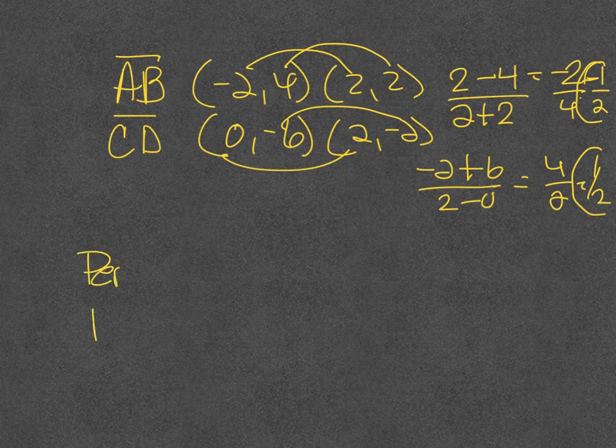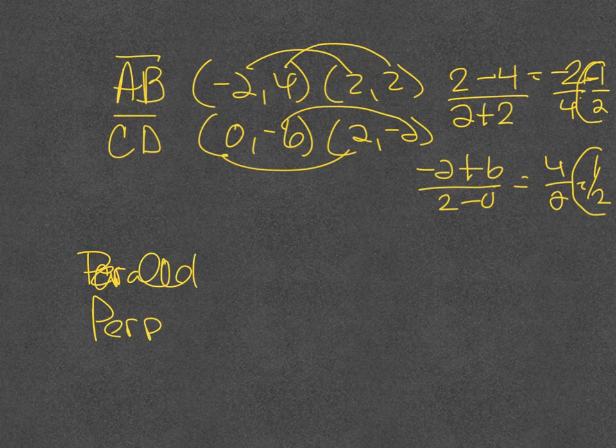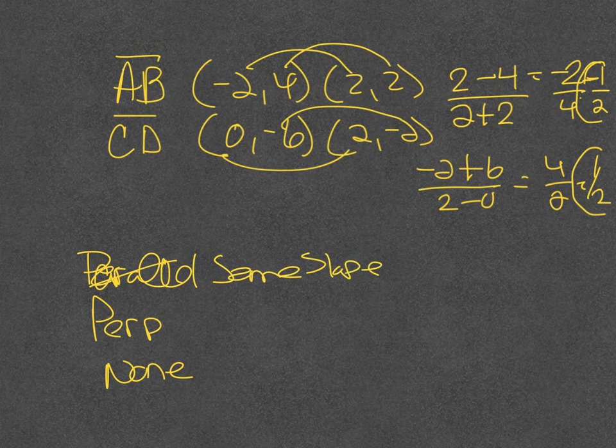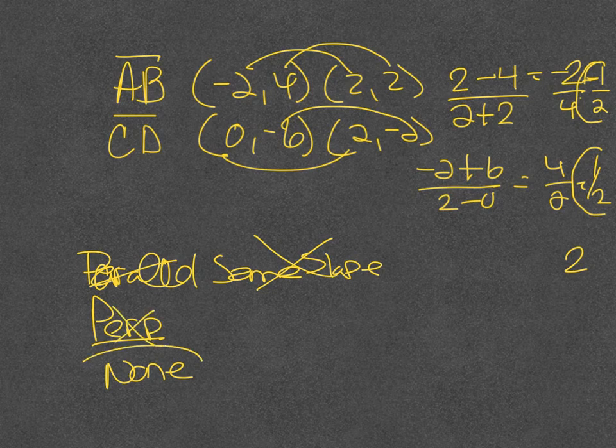So parallel, perpendicular, or none. All right, parallel, we have to have the same slope, right? Do we have the same slope? Well, one of them's negative and the other one's positive, so no, it's not the same. Perpendicular, you have to have the opposite reciprocal. Well, we have the opposite, but what's the reciprocal of 1/2? It would be 2. So it is not perpendicular, so it's going to be neither of them.